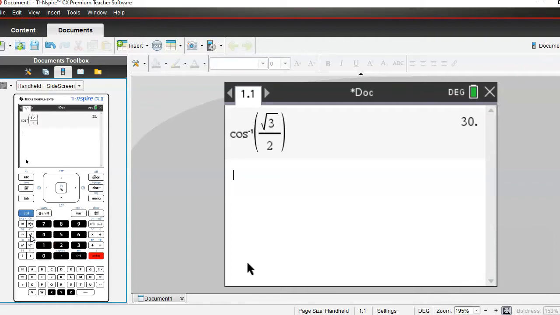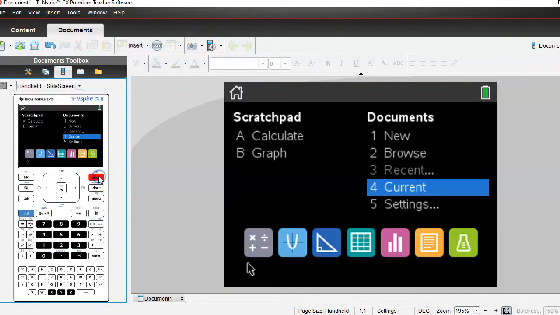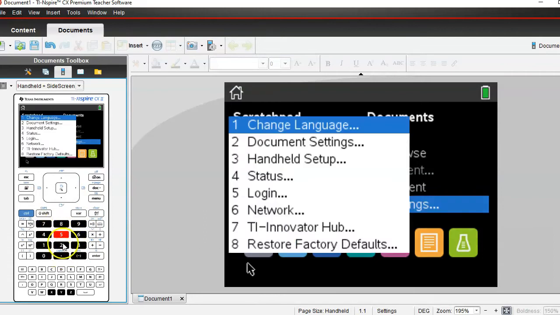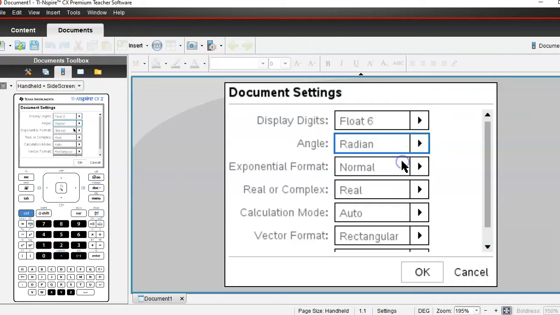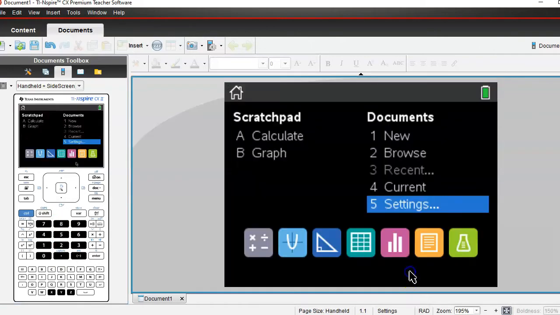What were we in? Degrees. That's right. So this is 30 degrees. Because my calculator is in degrees, my answer is in degrees. What if my calculator was not in degrees? What if I wanted an answer in radians? That's easily enough accomplished here. We'll go back to our home screen and just check those settings again. And this time say, hey, document settings, let's change it. Let's make it not degrees anymore, and let's change this to radians instead. So what happens if we call this radians instead?